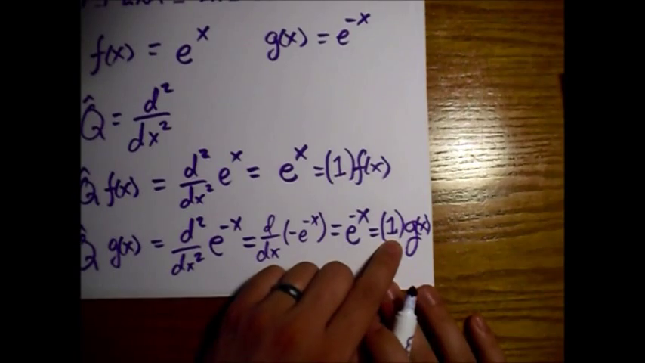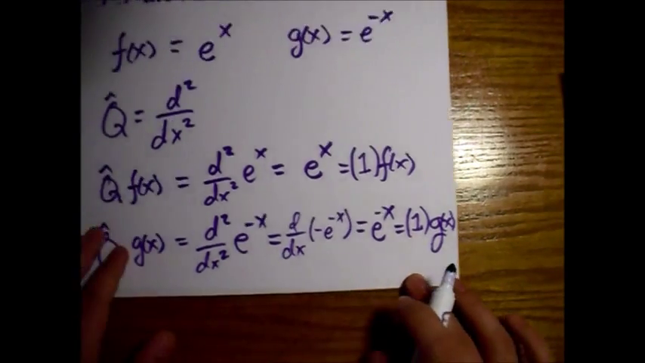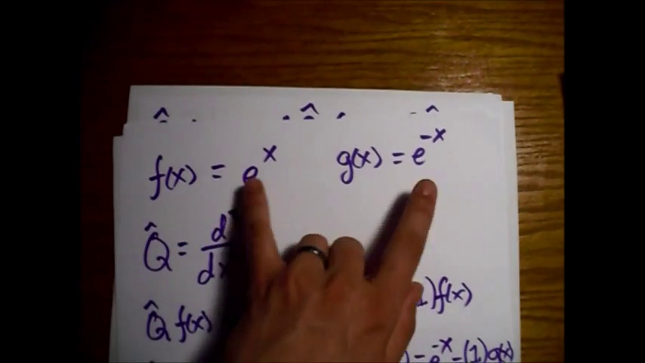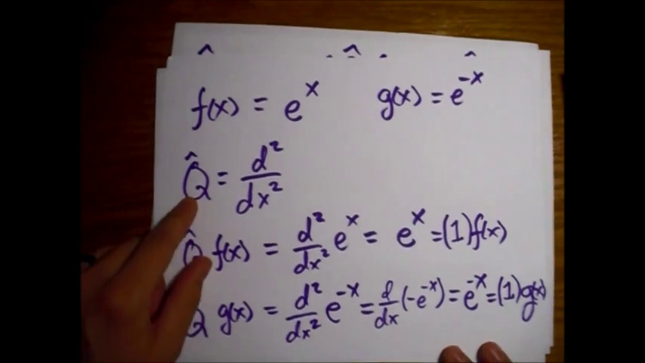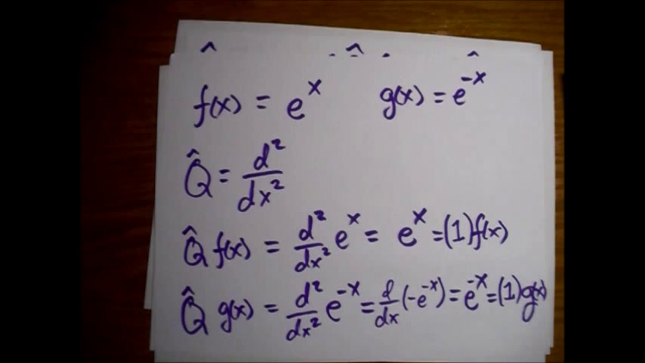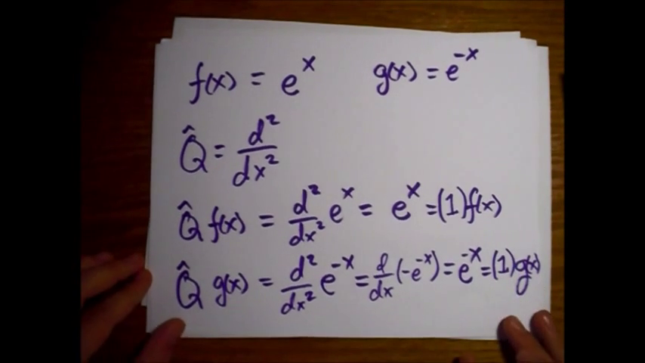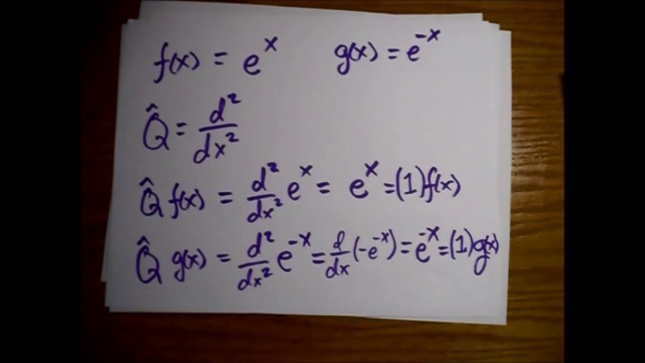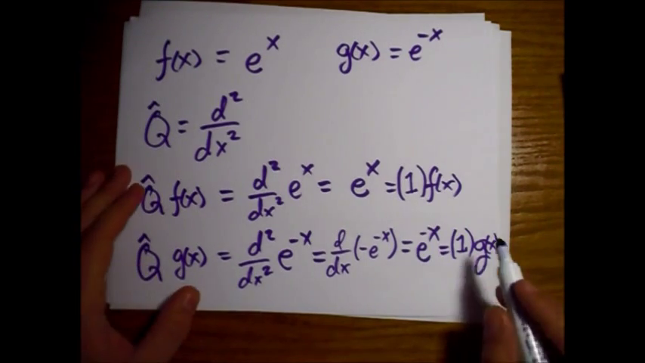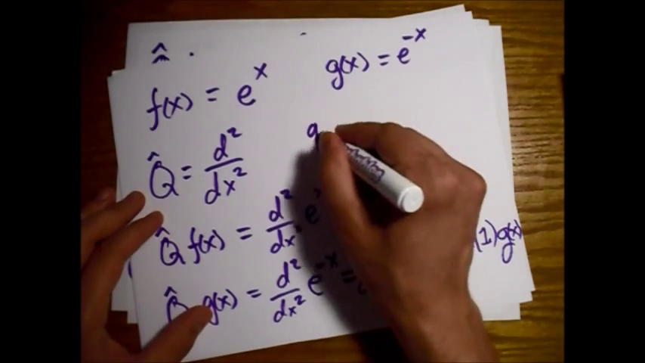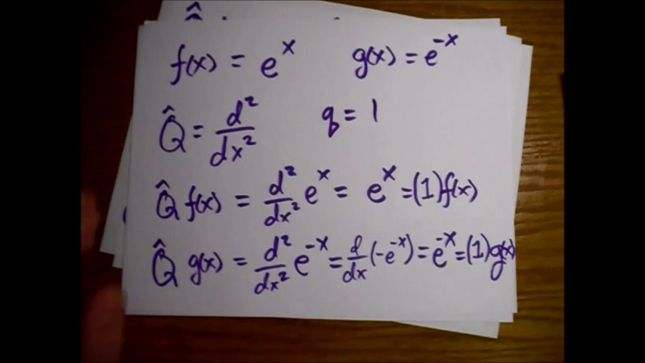So 1 is the eigenvalue for g, and 1 is the eigenvalue for f, when f and g are these functions and we have this operator, which is just the second derivative with respect to x. Okay, so we have shown that f and g are eigenfunctions of this operator with the same eigenvalue, which is 1. So I'm just going to write the little q equals 1.